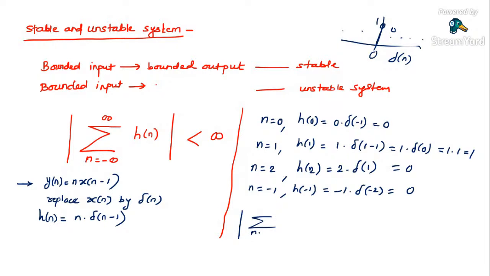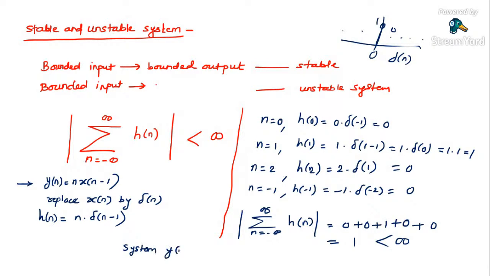Now write down this equation. The summation over n from minus infinity to infinity of h of n is equal to 0 plus 0 plus 1 plus 0 plus 0. So the answer is equal to 1, which is less than infinity. Hence this system is stable. So the system y of n is equal to n x of n minus 1 is a stable system.